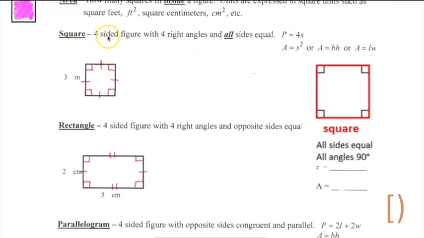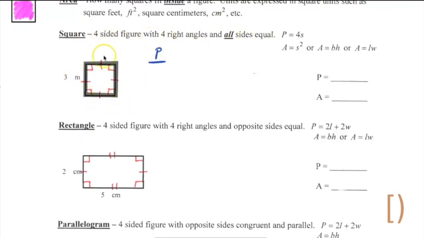The first is square. A four-sided figure with four right angles and all sides equal. Now, perimeter is always the same thing. You just add up all around. So it'll be 3 plus 3 plus 3 plus 3, or 12. Or we can use the formula for a square, which is 4 times s. If one side's s, then they're all s. We have 4 sides. It'll be 4 times 3, and we get 12 meters. You're just adding 3 meters plus 3 meters plus 3 meters plus 3 meters, 12 meters.